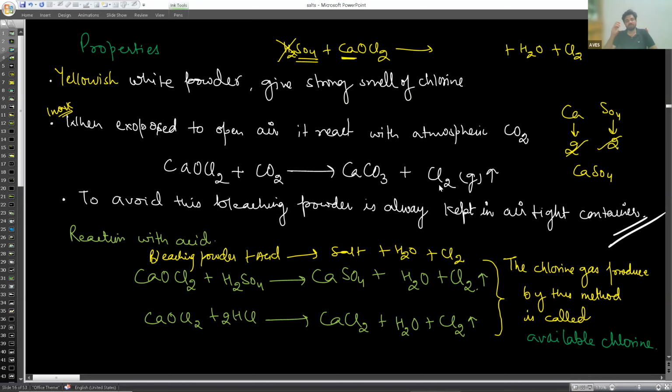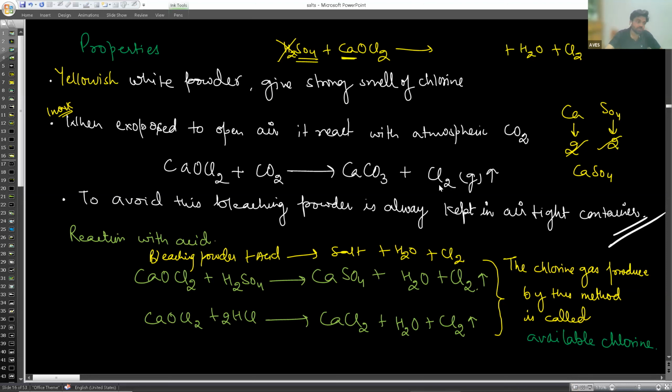This is the only reason that we should not keep bleaching powder in open air, because it will react with the air. It is recommended that it be kept in an airtight container. Airtight container means one through which air exchange is not possible. Understood?